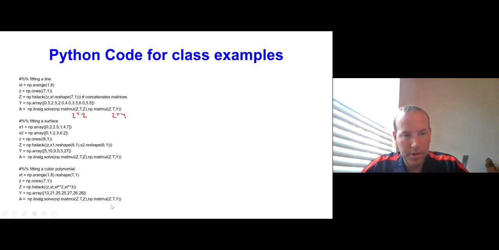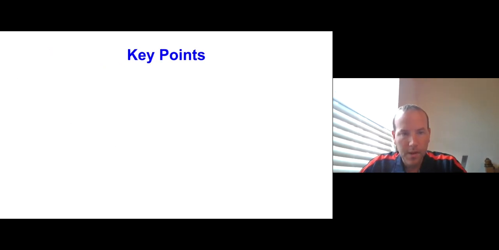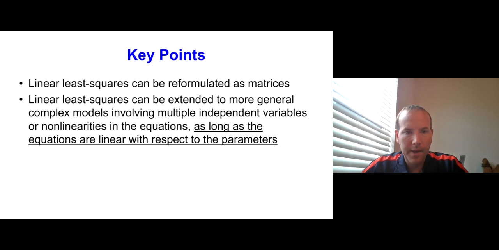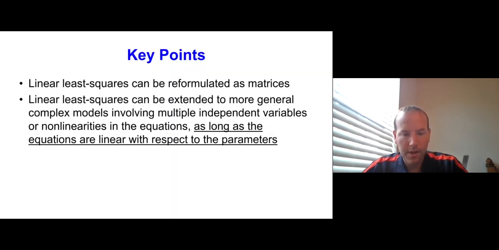So I encourage you to try out that code yourself, and I'll be posting that as a separate file in our folder. So the key points from today's lecture are that linear least squares can be reformulated as matrices, and that allows us to recast a much larger general set of complex models involving multiple independent variables or nonlinearities in the equations, as long as the equations are linear with respect to the parameters. So I hope that was helpful to you, and I'll see you next time.